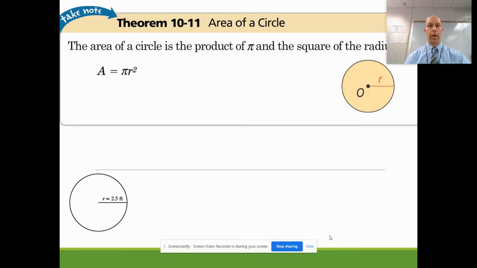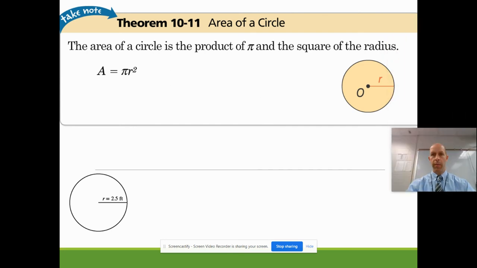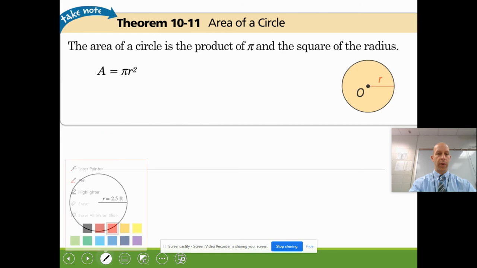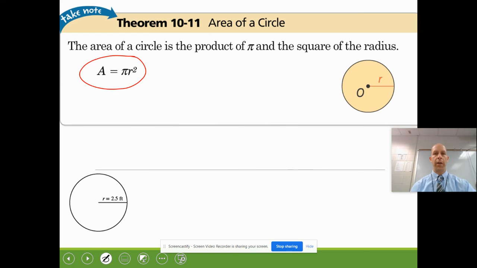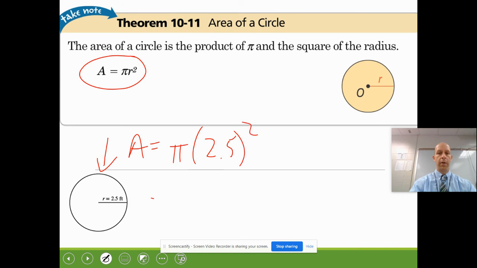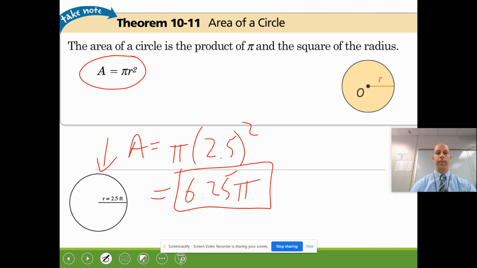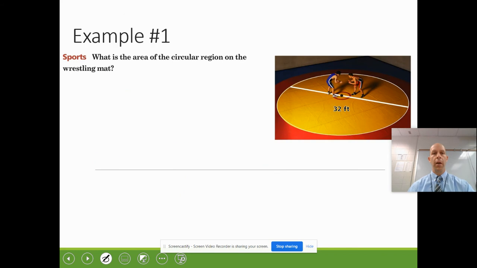So first let's start with area of a circle, which you're probably already familiar with. The area of a circle is simply pi r squared. So in this easy example here, we can see that the radius is 2.5. So the area is simply going to be pi times 2.5 squared. That would be 6.25 pi, and that's it. So, if you need to use your calculator to find 2.5 squared, you can. It's 6.25.